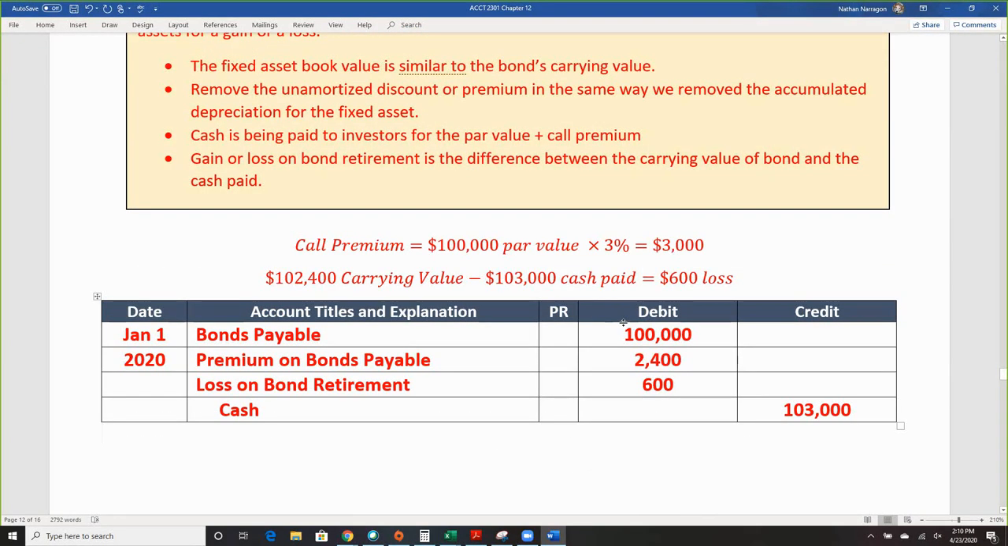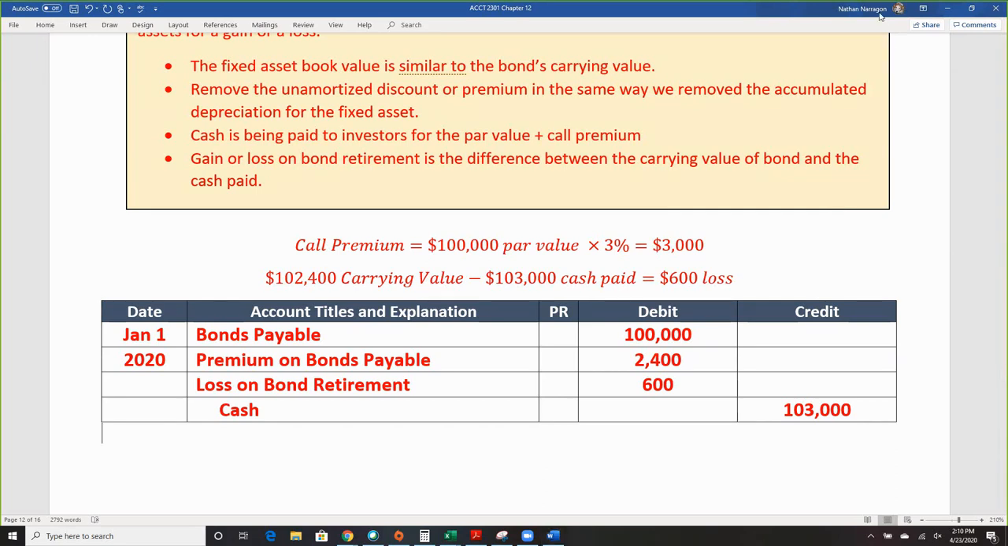Again, the biggest thing to watch out for on retirement before maturity date is, of course, what your current carrying value is. Most likely it will not match your cash, so you probably will have a loss or a gain. Overall, it's the same thing as selling a fixed asset. And that's it for the bonds, really all we're going to tackle.